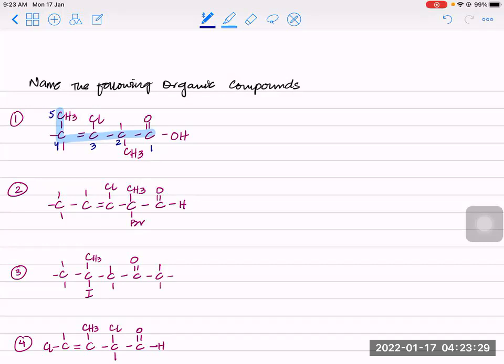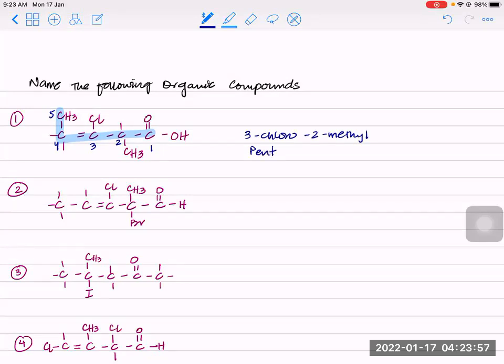Then let's name it. Now, I told you that halogens are always written first. So you will call this 3-chloro. Between a letter and a number, there's always a dash. So you've named 3-chloro. Then on carbon 2, you have a methyl. So that'll be 2-methyl. So 3-chloro, 2-methyl. Now it's a 5-carbon acid.